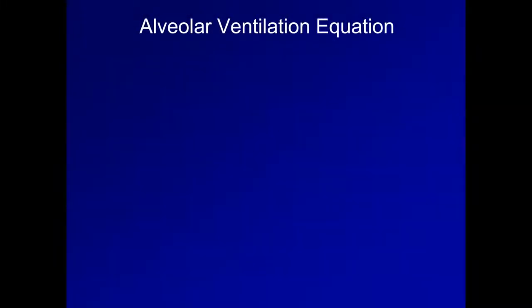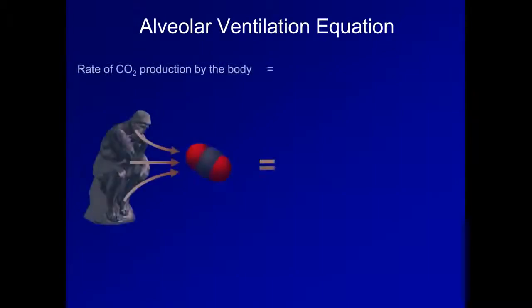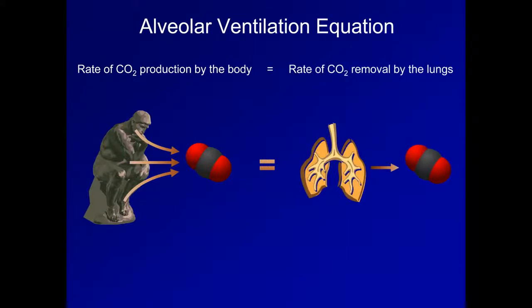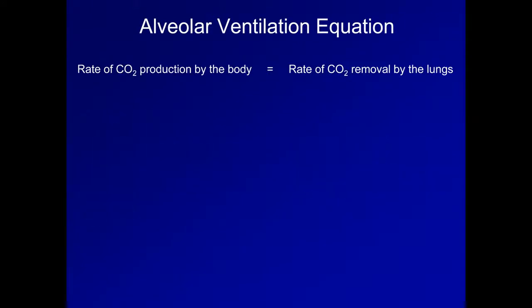So now let's talk about the alveolar ventilation equation, which allows one to calculate the partial pressure of CO2 in arterial blood as a function of barometric pressure in alveolar ventilation. As I already mentioned, this equation is based on the conservation of CO2. In other words, the rate of CO2 production by the body must equal the rate of CO2 elimination by the lungs. The rate of CO2 production is denoted as V dot CO2.